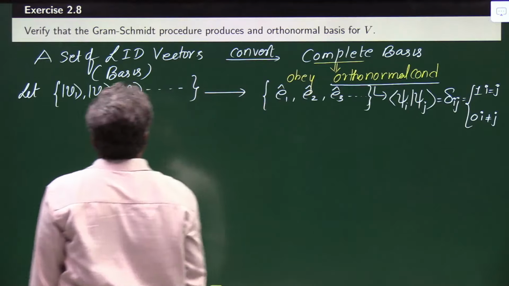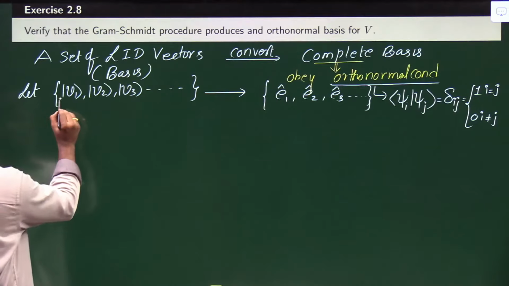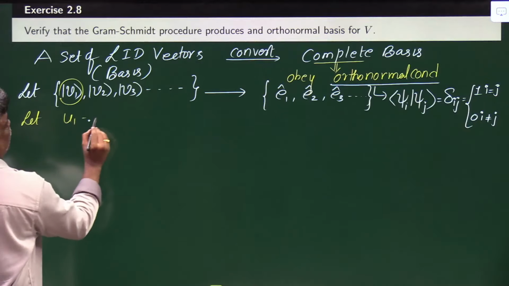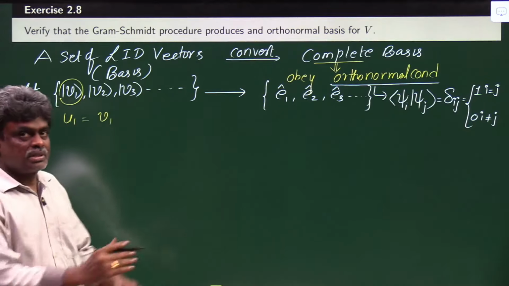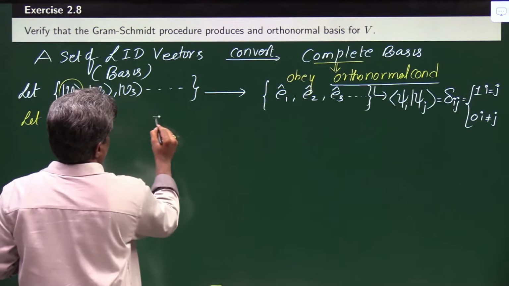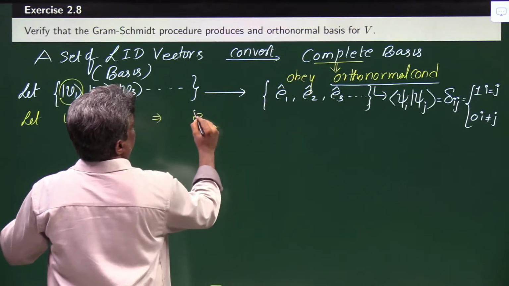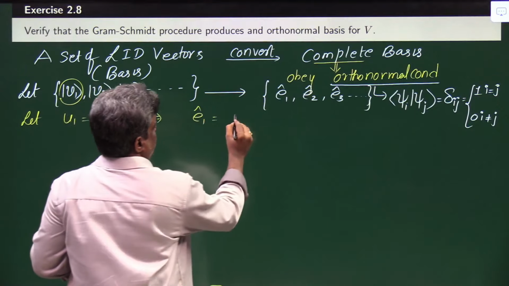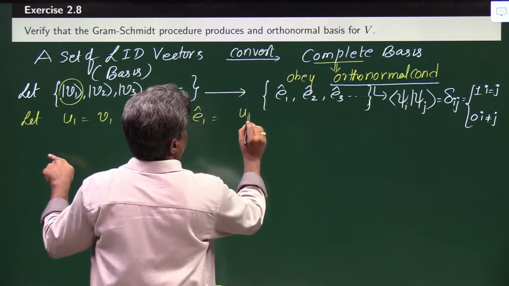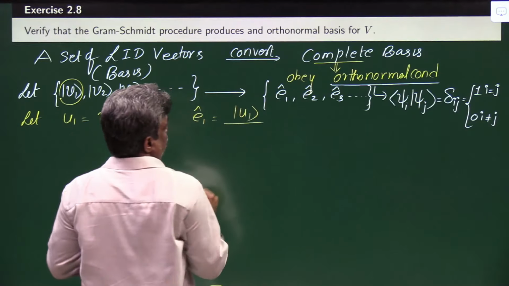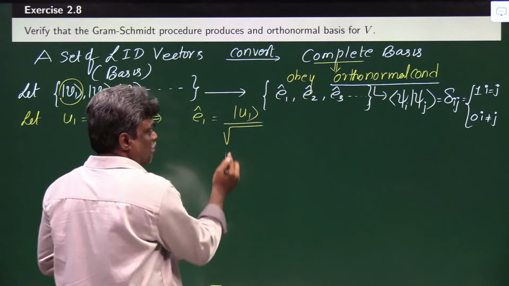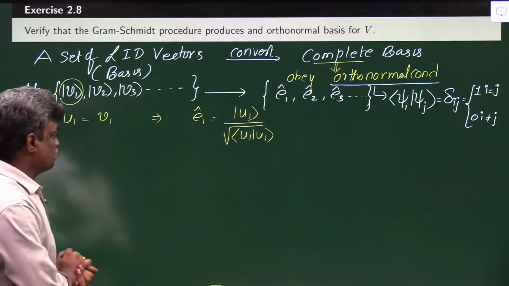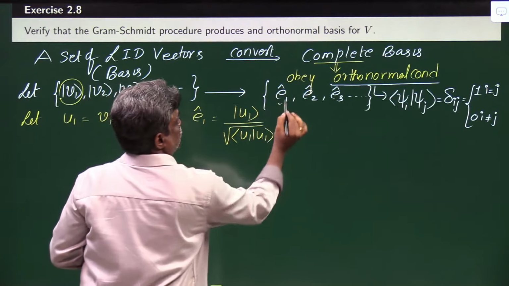So for the first one, e1, you have to take the first vector as it is. That means let us suppose u1 equal to v1. First I will get u1, and from this I will write the corresponding unit vector, that is simply the vector divided by its magnitude. So we can write this as u1 divided by its normalization constant, which is nothing but the norm, or we can write it as the inner product.